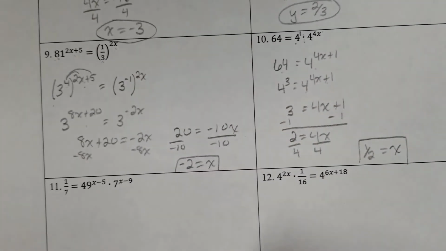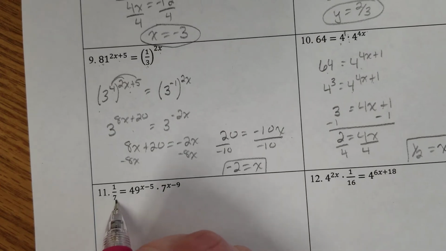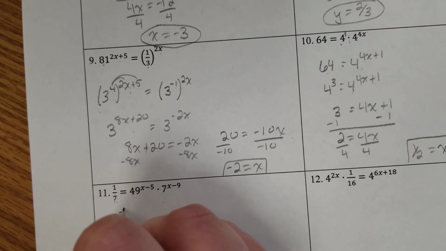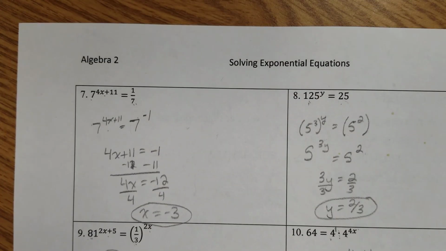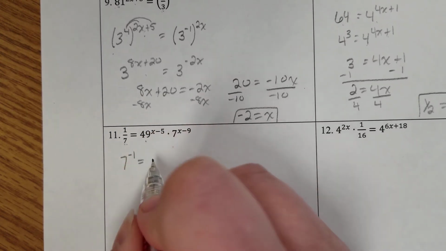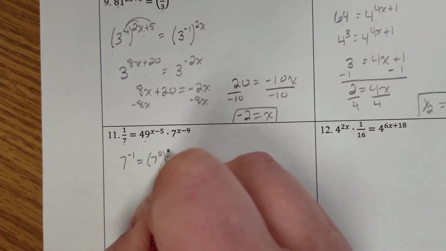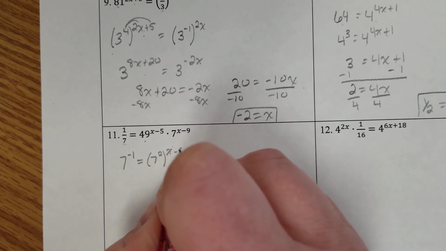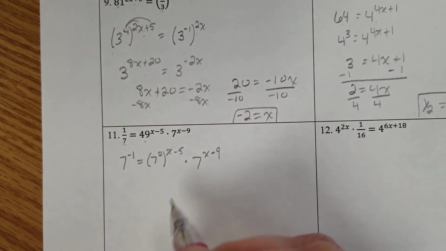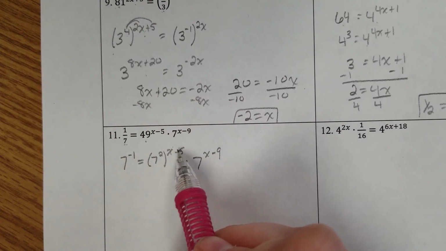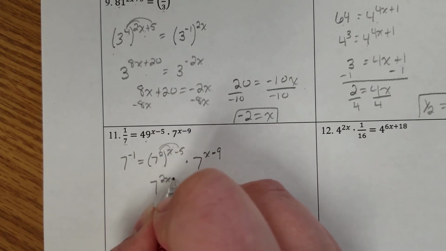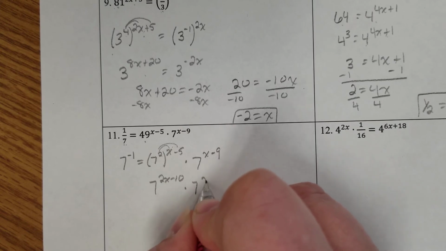All right. And then for number 11, we have several bases here that we have to condense. So 1/7 we need to make 7 to the negative first, like we did up here. And then 49 with a base of 7 is 7 squared. So we're going to make that 7 squared in parentheses, then times 7 to the x minus 9. All right, so before we can start adding our exponents over here, we have to multiply this. So that becomes 7 to the 2x minus 10 times 7 to the x minus 9.